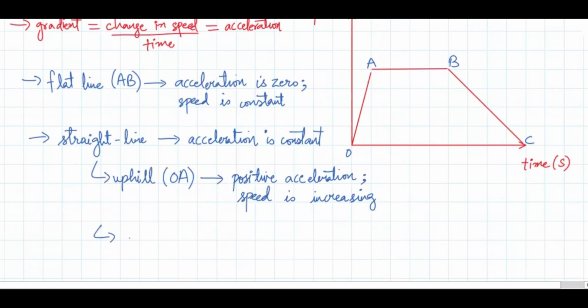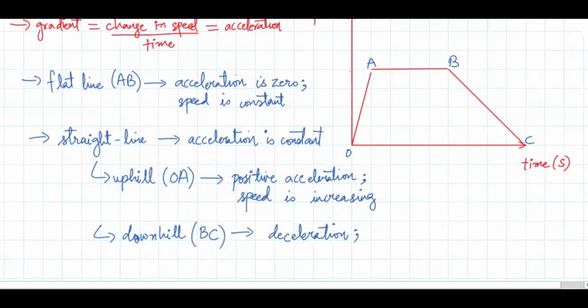If the straight line is downhill, like the line BC, so it's coming downhill, we could say that the acceleration is negative, and negative acceleration is called deceleration. So deceleration means that as you go from B to C, the speed is decreasing.